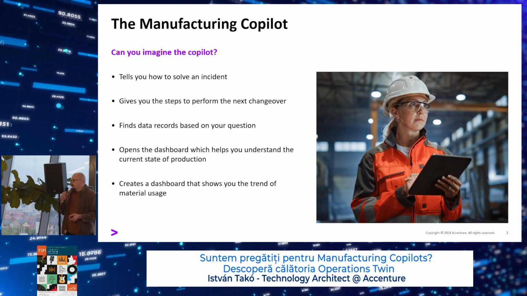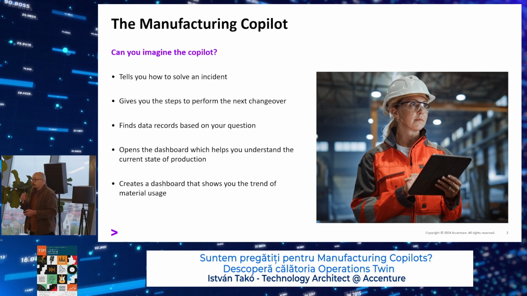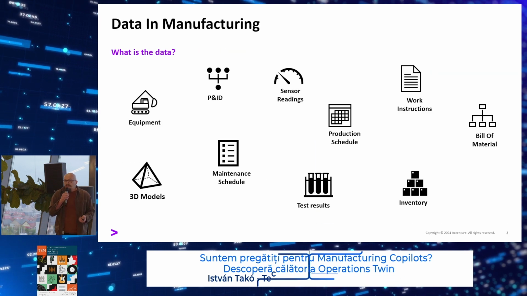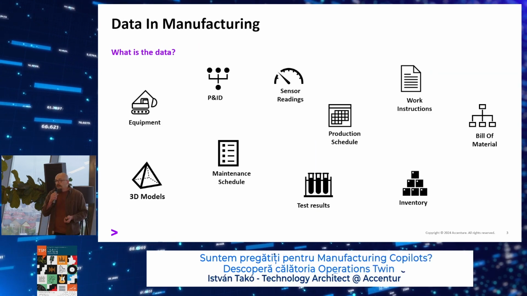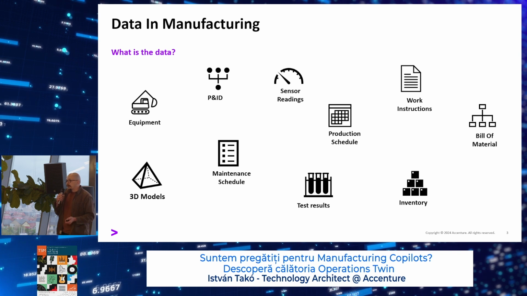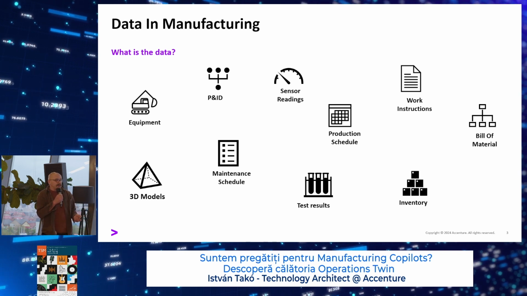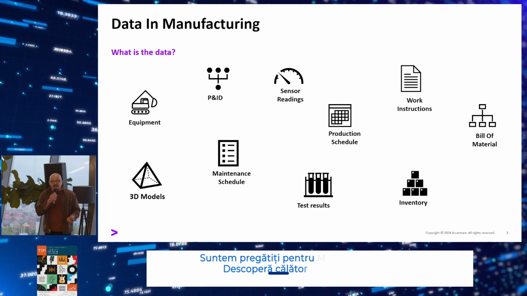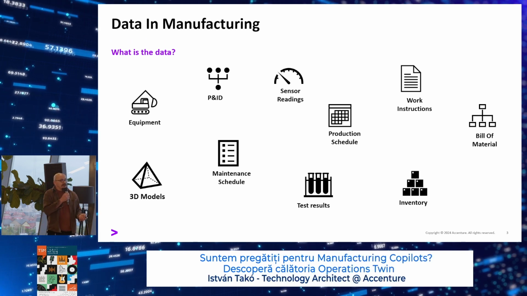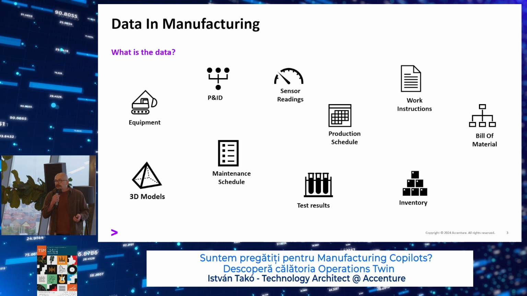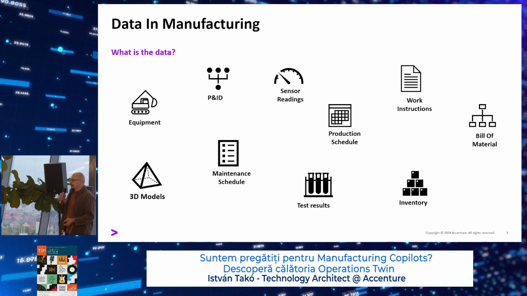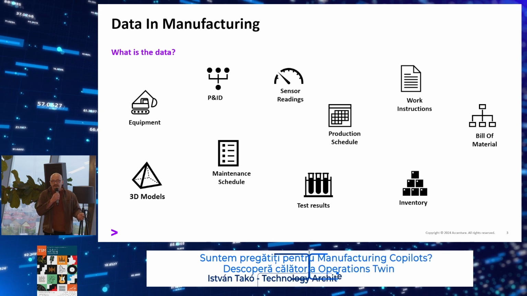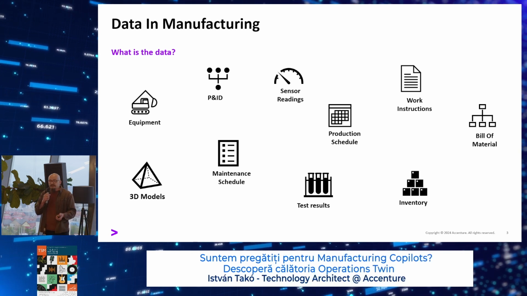So what do I need to make this happen? What do we need to make this happen? We need data. And what's that data in a context of a manufacturing environment? So let's see just a couple of examples. I need to know about my equipment, the production lines, the production facility. I need to know about production schedules, production orders. I need to know about material, bill of material, the recipe for production.